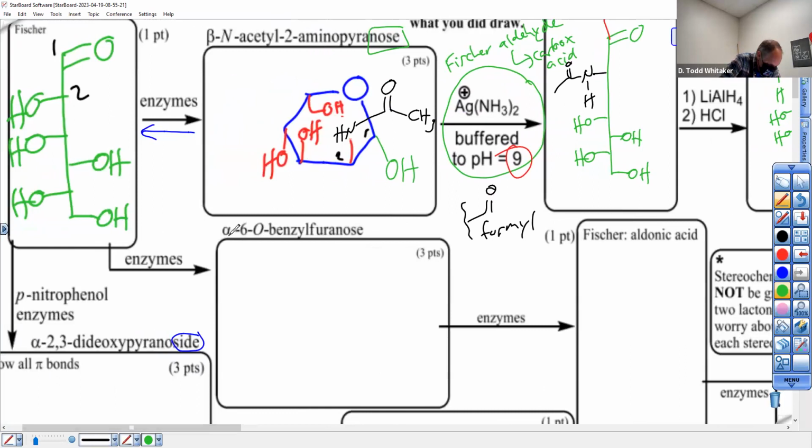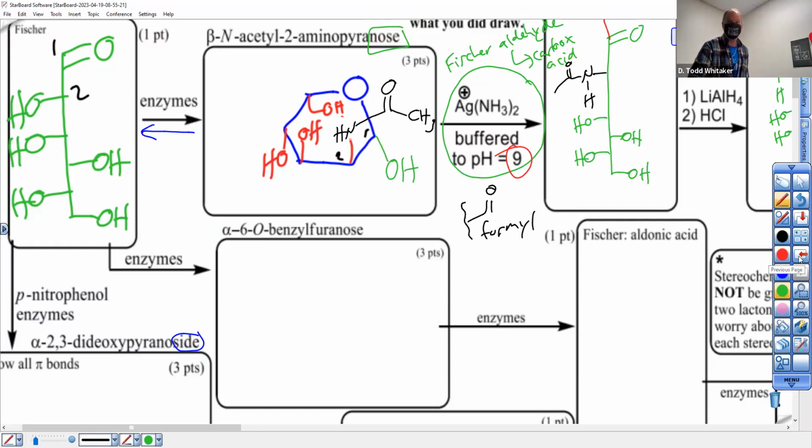Enzymes to make this into a 6-alpha-6-O benzylfuranose. Italicized O is like italicized N, except it's not nitrogen. It's an O. It's an oxygen. Oxygen has a benzyl group on it. You get another chance to show me benzyl versus phenyl, right? Okay. Furanose.